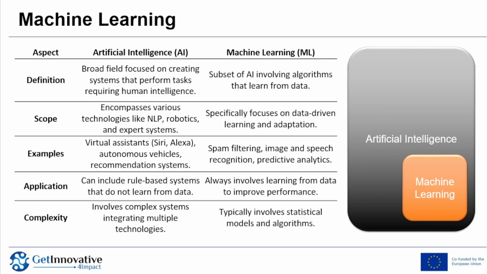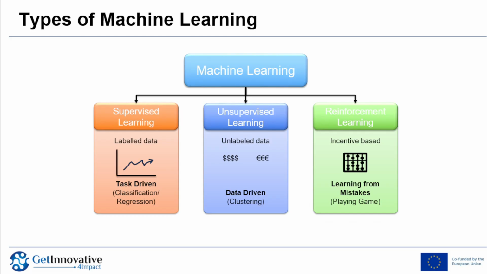The applications also differ: AI includes rule-based systems that do not learn from data, whereas in machine learning the system learns from data to improve performance. In terms of complexity, artificial intelligence involves complex systems integrating multiple types of technologies, whereas machine learning typically involves statistical models and algorithms. There are basically three types of machine learning: supervised learning, unsupervised learning and reinforcement learning. Supervised learning is dedicated to labeled data and is task driven, and unsupervised learning works on unlabeled data and is data driven, whereas reinforcement learning is incentive based learning from mistakes, just like playing a game.